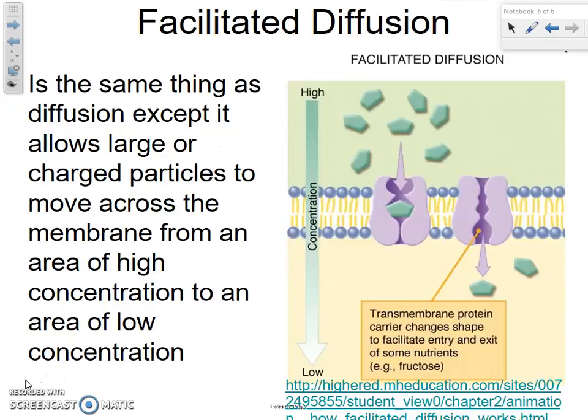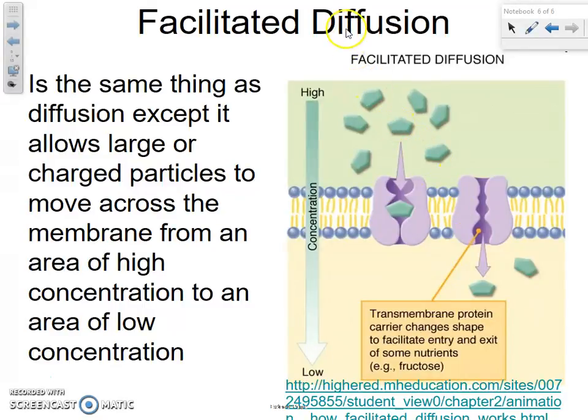So for the particles that are large or charged or polar or hydrophilic, they must enter with the help of a protein. And this process is known as facilitated diffusion. It's the same thing as diffusion, as it has to move from high concentration to low concentration, but instead, it uses a protein. And it's important to realize that they're specific proteins. It's not like there's some massive protein that lets everything in. If you need to get water in, there's a specific protein called an aquaporin that lets water in. If you need to get sodium in, there's a sodium channel protein that lets sodium in. The proteins are specific for specific molecules, kind of like enzymes.